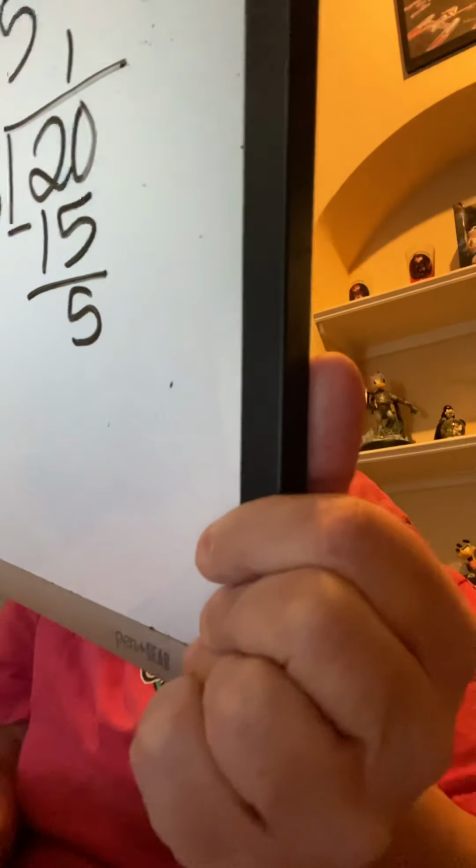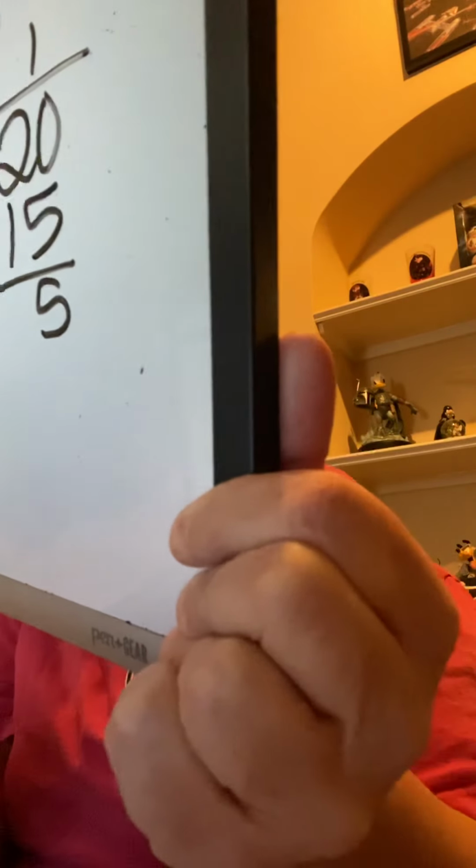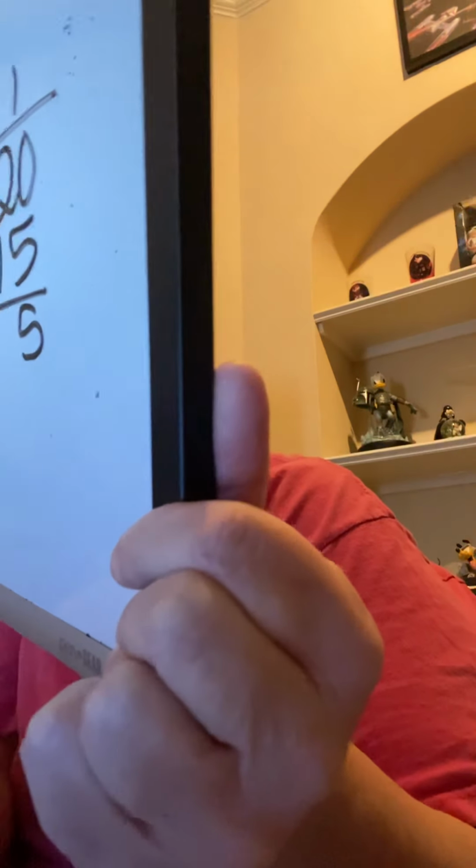Number 9 is 20 over 15, which equals 1 and 5 over 15.